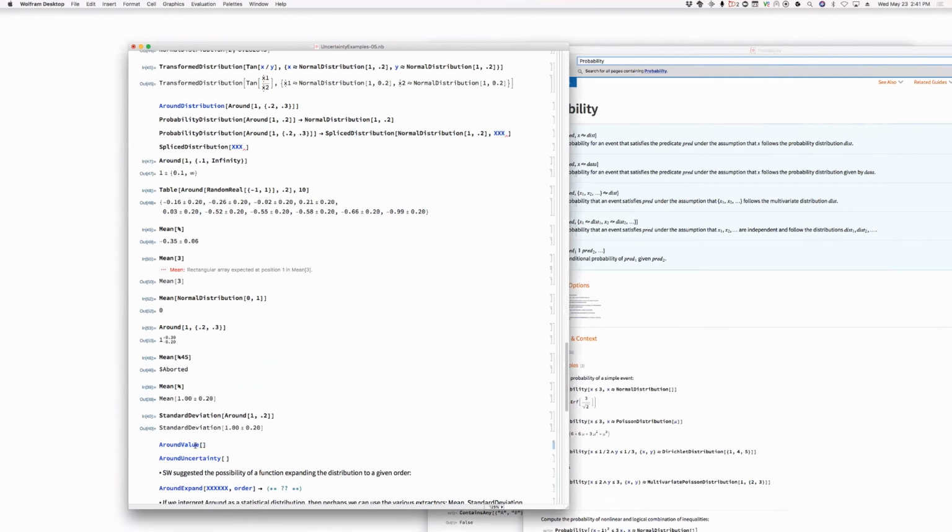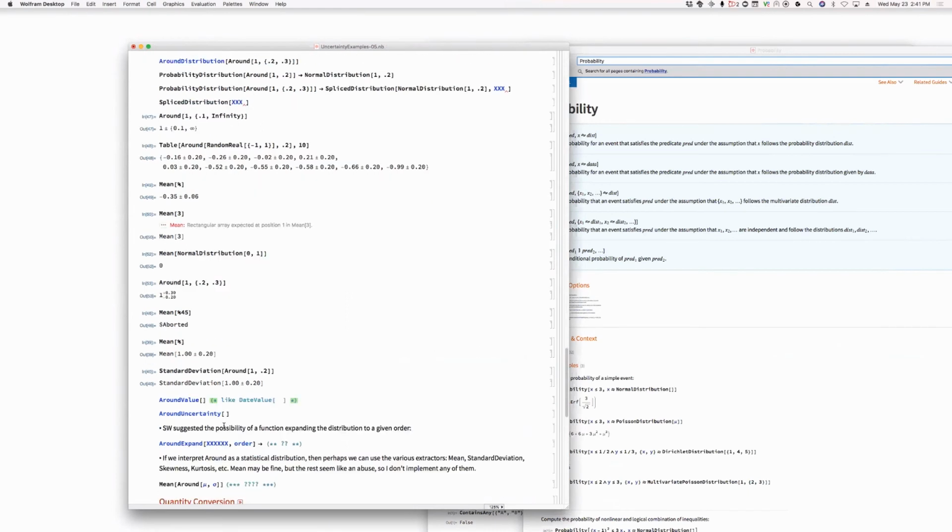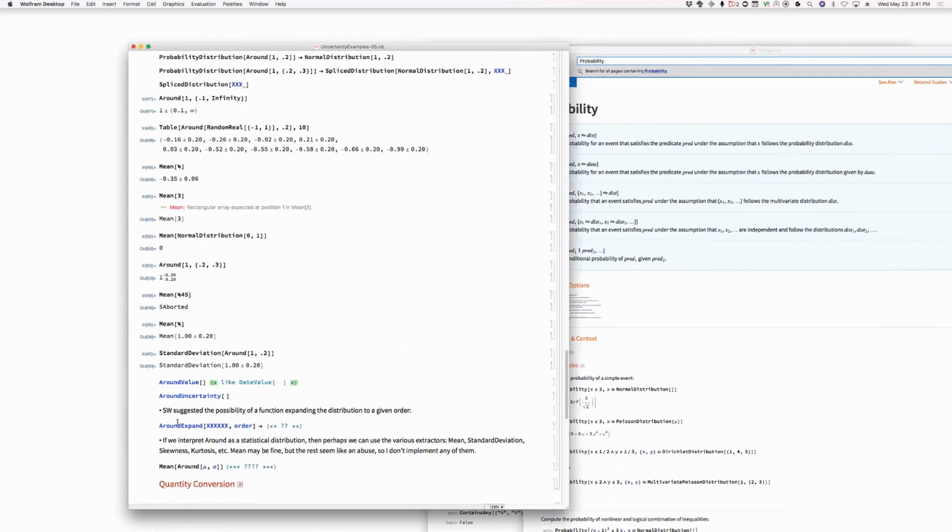Okay, all right, let's continue here. So what is around expand? That's something we had considered in the past, related to the idea of expanding the around into some distribution at some order. But yeah, it seems kind of crazy to me. It seems like we're putting too much precision into something where there's never really going to be precision. Right. Exactly.